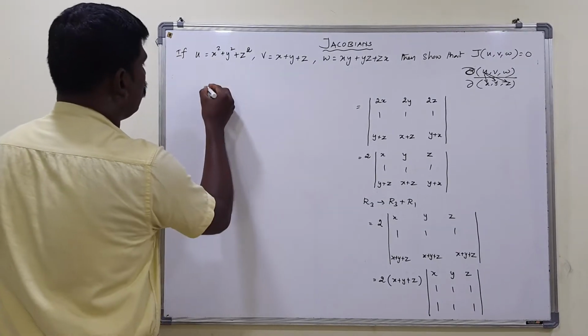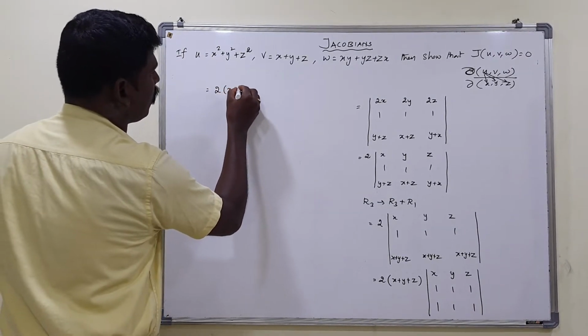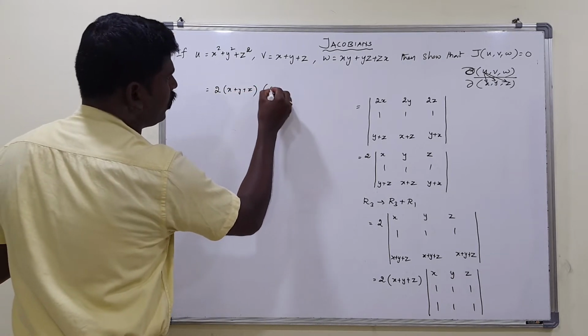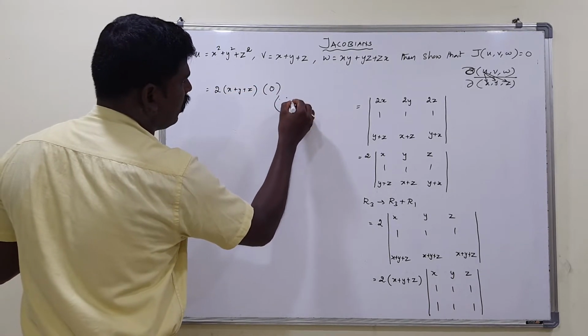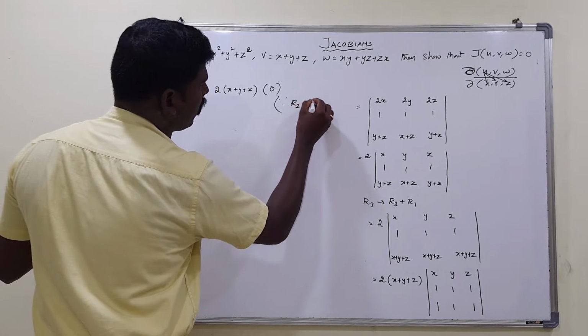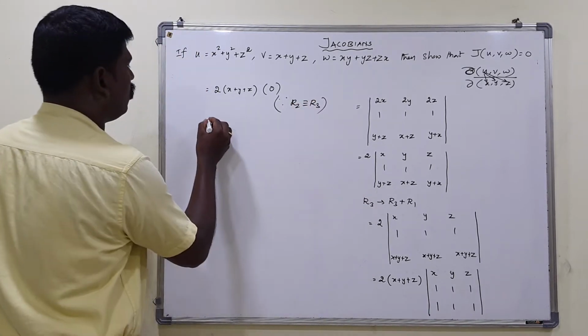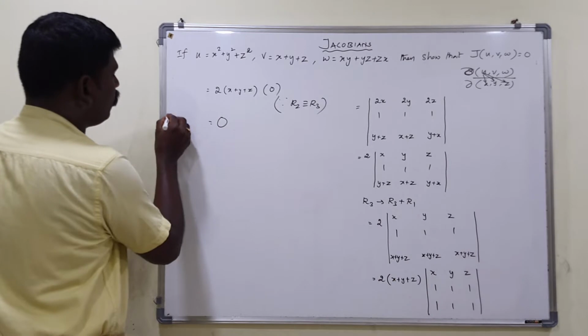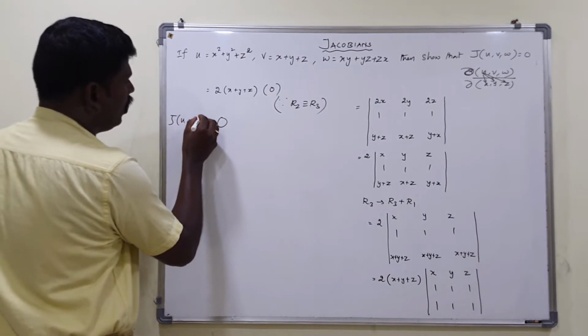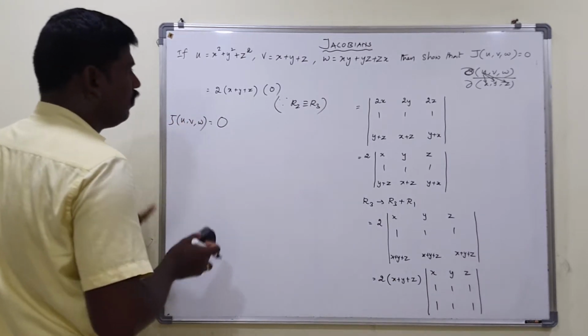So that's equal to 2 into x plus y plus z into 0. What is the reason for that? R2 is identical to R3. So the entire value becomes 0. Therefore, Jacobian of UVW is equal to 0. Okay, a very easy problem.